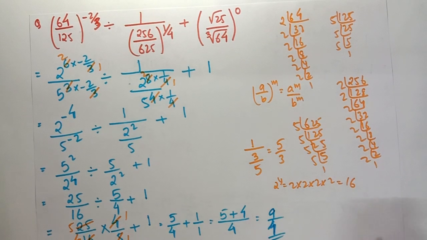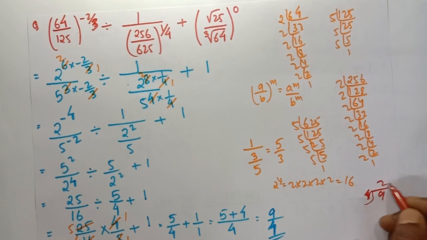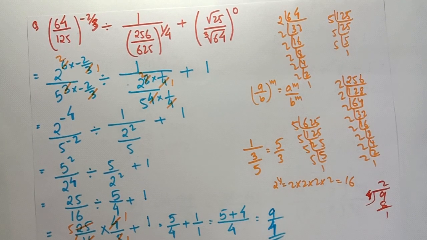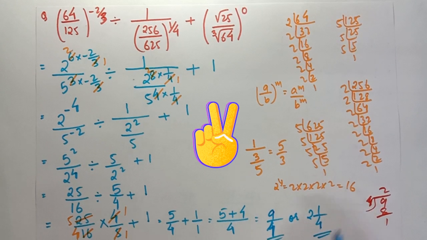How will you change it into a mixed fraction? So 9 divided by 4. 4 2s are 8. So 1. So what can I write? This I can write, or I can write 2 1 upon 4. So this is your final answer.